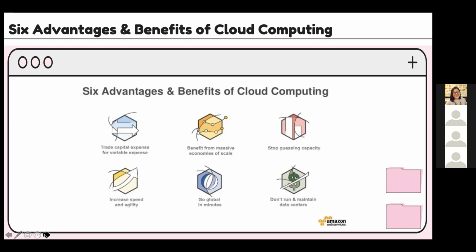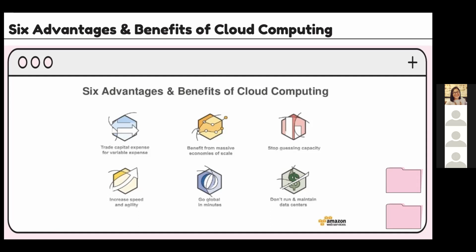Then, stop guessing capacity. Avoid guessing about your infrastructure capacity needs. So, kung dati, depende yung need natin kung ano yung i-develop nating application, ano yung kailangan nating infrastructure, ano yung kailangan nating software. Ngayon, mawawala na lahat yun with the cloud. So when you make capacity decisions before deploying your application, you often end up either sitting on expensive idle resources or dealing with limited capacity. So with cloud computing, these problems go away. You can access as much or as little as you need and scale up and down as required with only a few minutes notice.